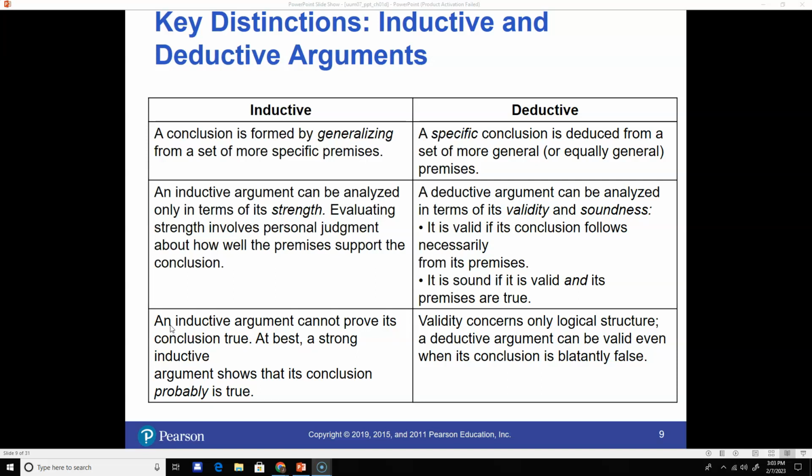And again, an inductive argument cannot prove its conclusion. At best, it can show the conclusion probably is true. Validity concerns only the structure of the argument. A deductive argument can be valid even when its conclusion is blatantly false. So again, for it to be sound, we need the premise to also be true. The silly statements come about when you have a false premise implying something else, because the logical structure can still be valid even though it would not necessarily be sound.